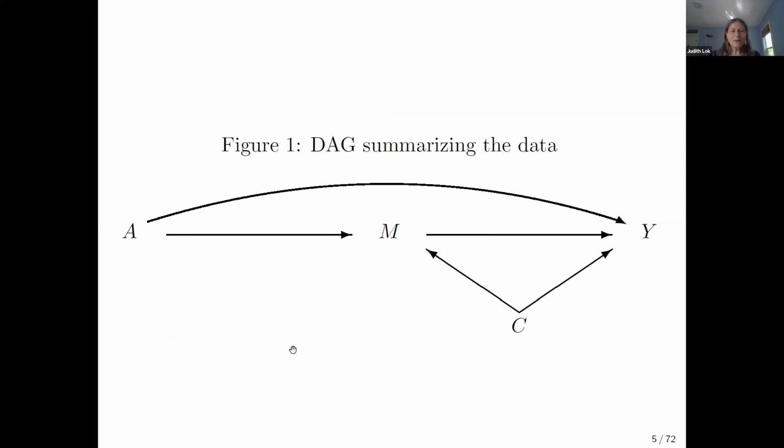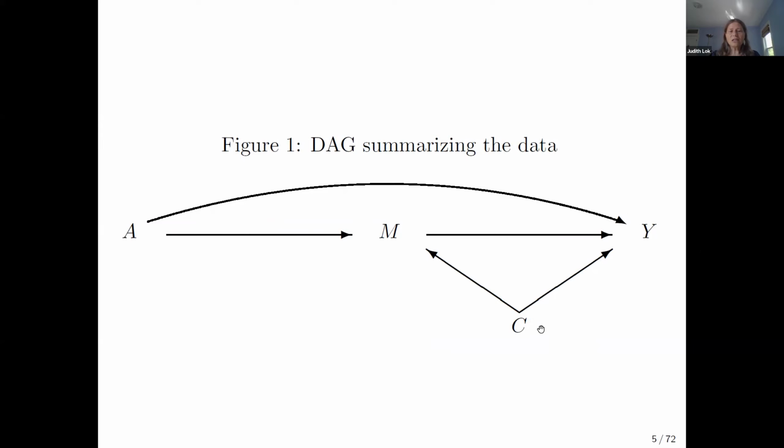The DAG that is summarizing the data in this case is a DAG with the treatment A, the mediator M, the outcome Y, and this path that I just had, the path from A through M to Y, is typically called the indirect effect, the effect of A on the outcome Y that goes through the mediator M. It's possible that A also has an effect on the outcome Y through other pathways, and that is this arrow that is usually called the direct effect.